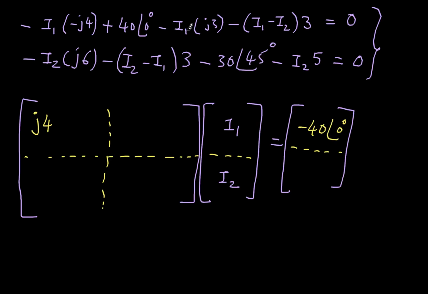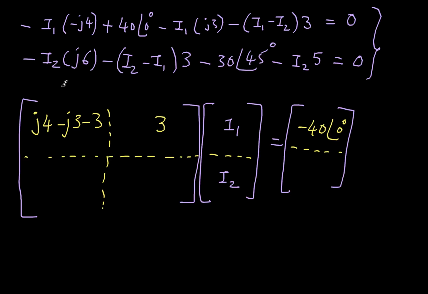Then again minus I1 into j3. So j3 is plus, so it will become minus j3. So this whole thing will get multiplied with I1. And then there is a minus I1 into overall 3, so it will be minus 3. So that is the coefficient of I1. And what is the coefficient of I2? If you look at this entire equation, the coefficient of I2 is minus into minus, which becomes plus, and then it will be 3. So 3 I2 is the coefficient of I2.